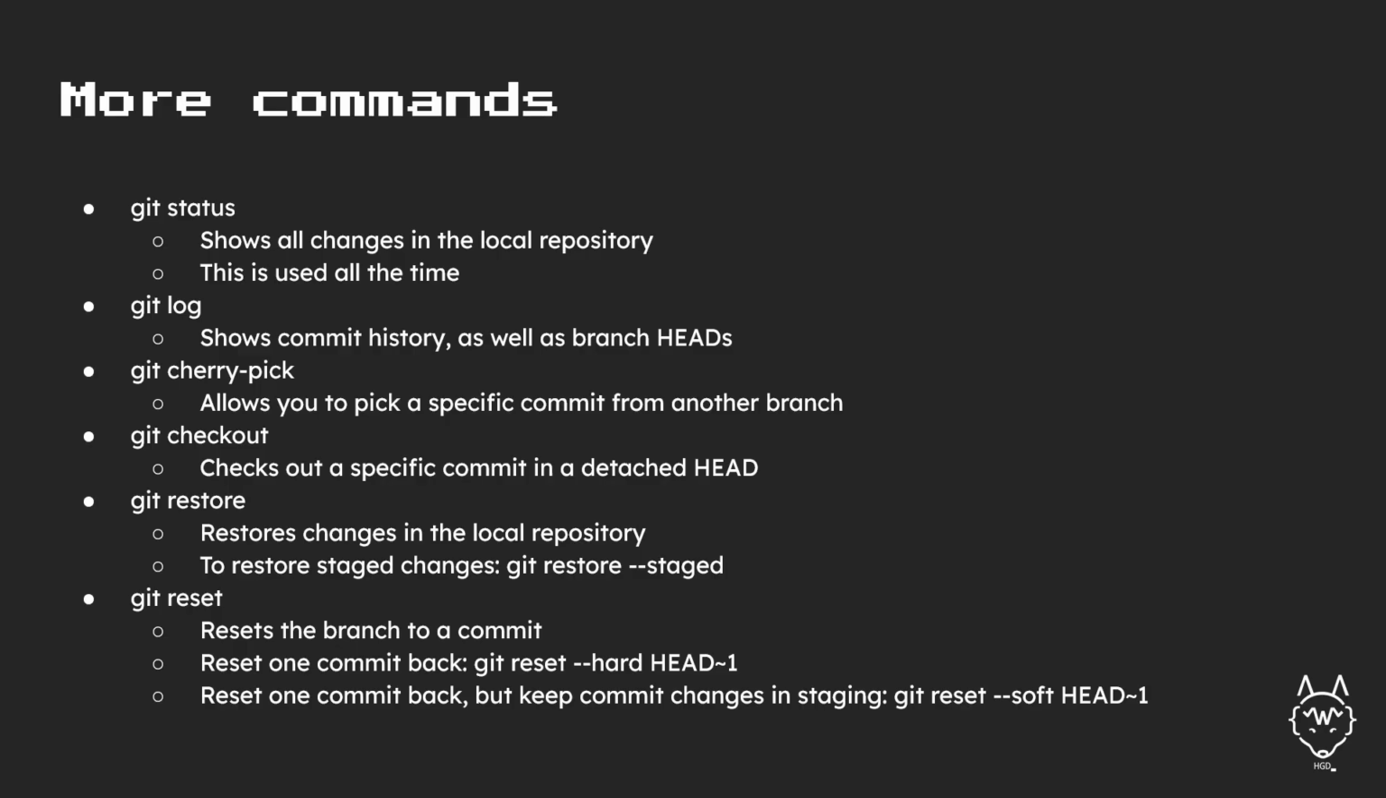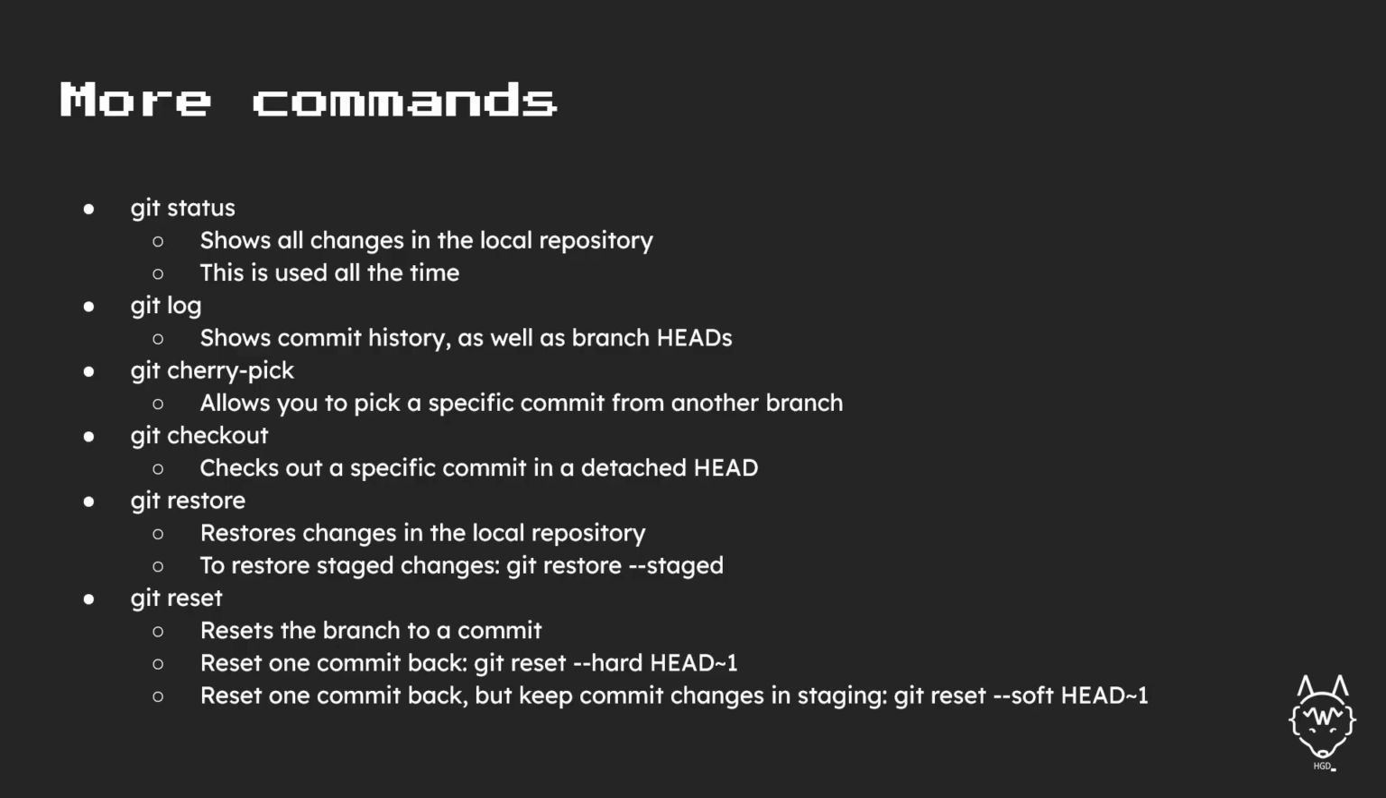Git log, this shows your commit history. Git cherry-pick, this allows you to pick a specific commit from another branch, and you can basically merge it into your own branch. Git checkout checks out a specific commit in a detached head. We kind of talked about this before. Git restore restores changes in the local repository, so any changes that you made since the last commit, you can restore. You can also restore staged changes. And then git reset, we also talked about this. This resets the branch to a specific commit.